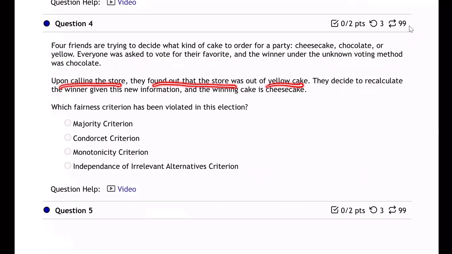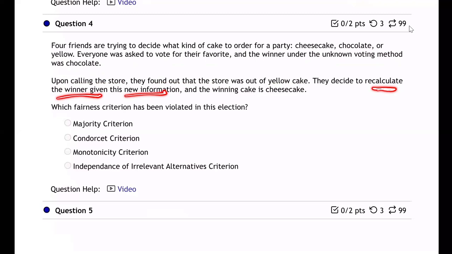That really shouldn't matter, right? Yeah. We're going with chocolate. Who cares they're out of yellow cake? Well, they decide to recalculate the winner given the new information. They said, well, some of the people that had voted for yellow, they might want to change their mind now that we know yellow is not an option.